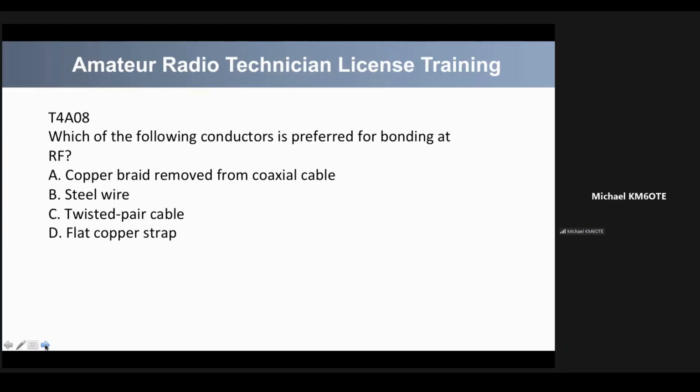Which of the following conductors are preferred for bonding for RF? A copper braid removed from a coaxial cable, steel wire, twisted pair cable, or a flat copper strap? Well, copper is always better than steel. Twisted pair is usually very small conductors. A flat copper strap is the answer.